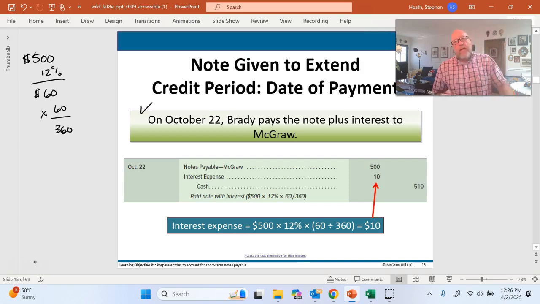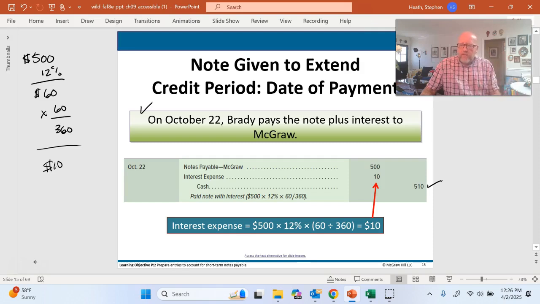Remember, we're using the bank approach. We just assume 360 days a year, right? And that accounts for leap years and so forth. Okay, so 60 times the ratio of 60 days out of 360 days is going to leave us with $10, right? So the day that we pay, we're going to pay a total of $510.